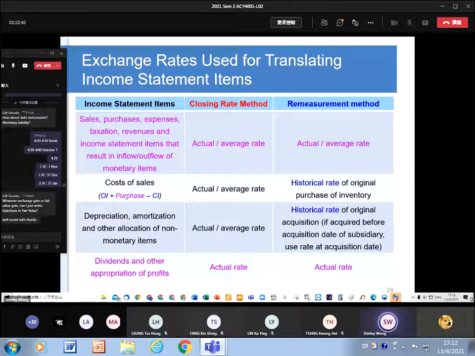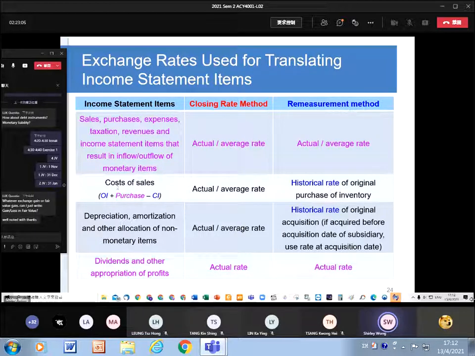However, for cost of goods sold and depreciation and amortization, the two measurements will be different. Under the closing rate method, cost of goods sold also uses the average or actual rate. The depreciation also uses the actual or average rate. Therefore, for the closing rate method, there is only one way to do that, average or actual.